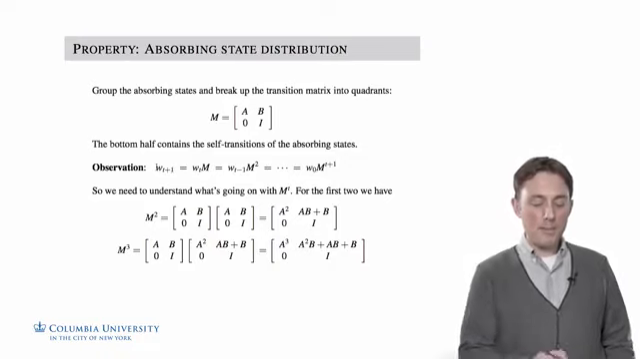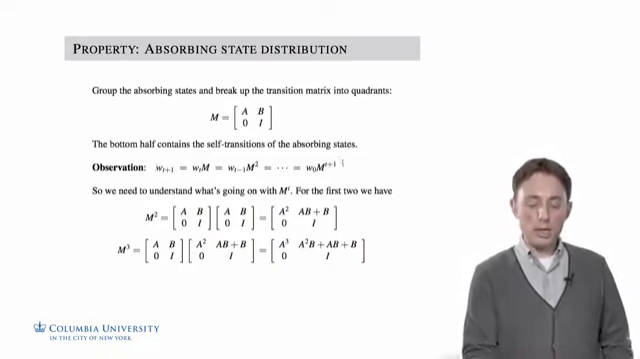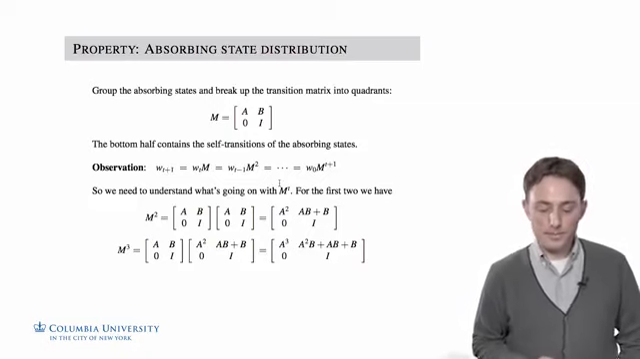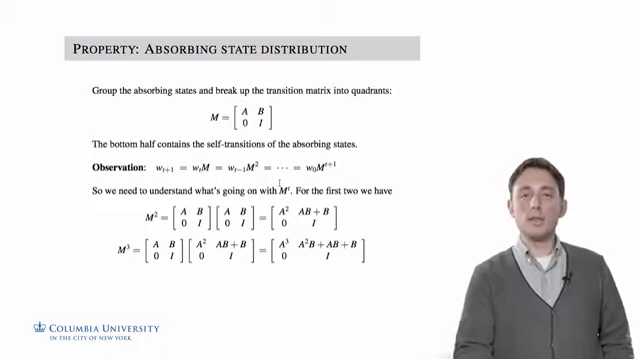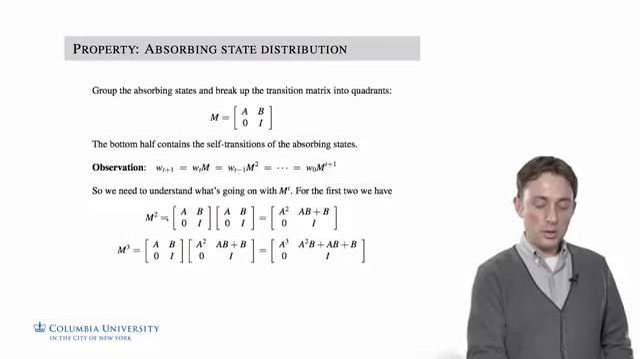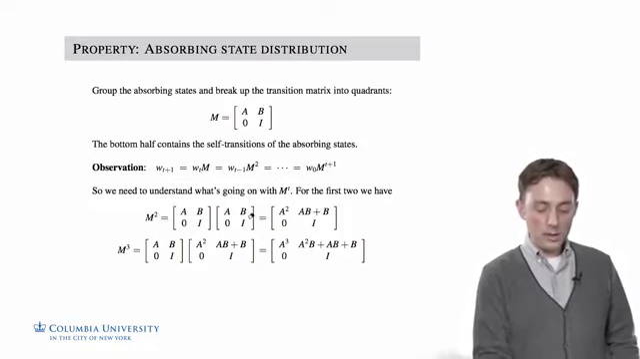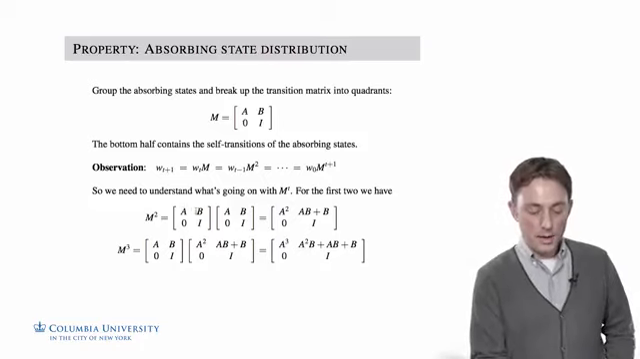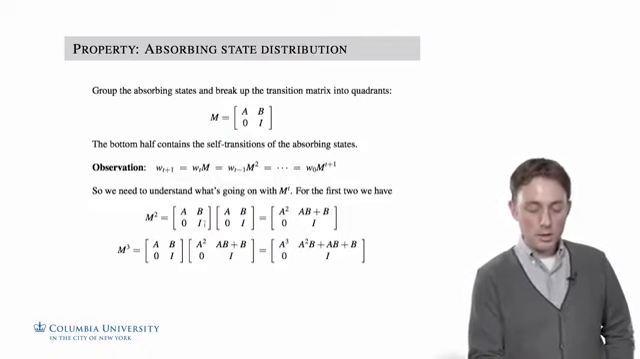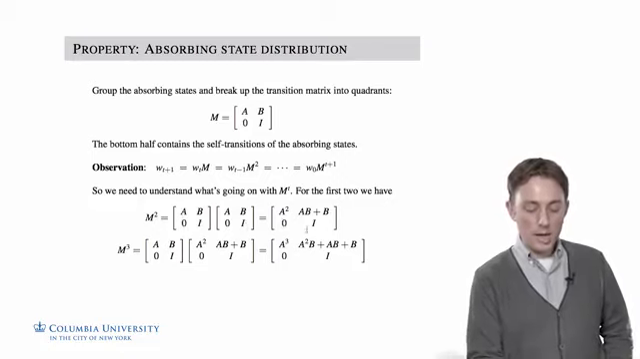So in order to understand what happens when t goes to infinity here, we really need to understand what happens when t goes to infinity here. So we want to know what's going on with this matrix M to the power t. So let's inductively figure this out by looking at the first two cases. So M squared is equal to this matrix times itself. And so we have AB times A0 is A squared. AB times BI is AB plus B. And then 0I times A0 is 0. And 0I times BI is just I.